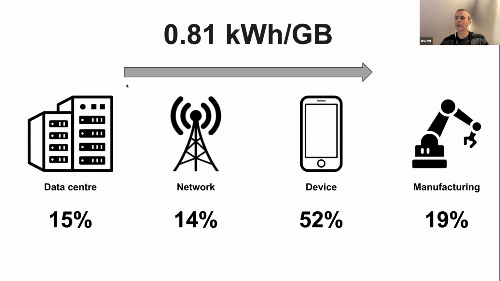So what the methodology does is it proposes apportioning a percentage of that electricity use to each component. 15% goes to the data center, 14% goes to the network, 52% is what's used to power the device, and then 19% goes to the manufacturing of the hardware that's used in these three prior components.